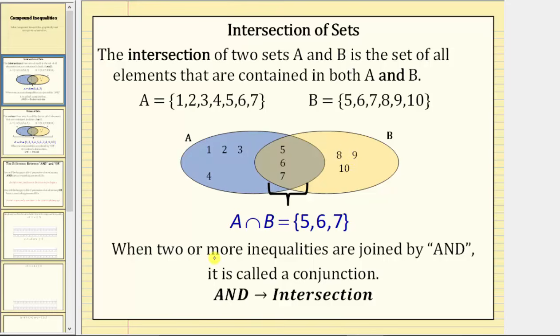When two or more inequalities are joined by AND, it is called a conjunction. When solving compound inequalities for the word AND, we look for the intersection of the intervals.